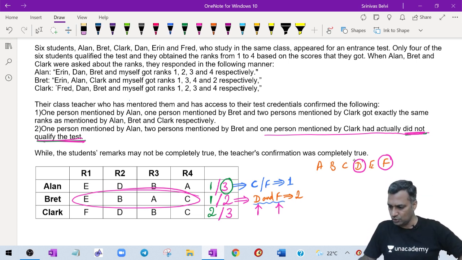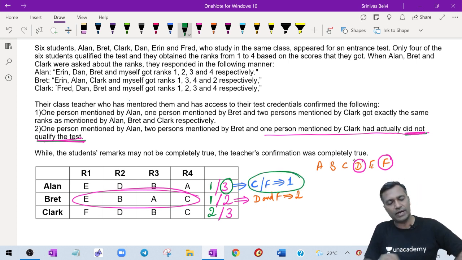Fair enough. So far it is good. D and F are there, which implies, now listen to this. If D and F are there, try and go back to the first statement. What is the first statement trying to say?